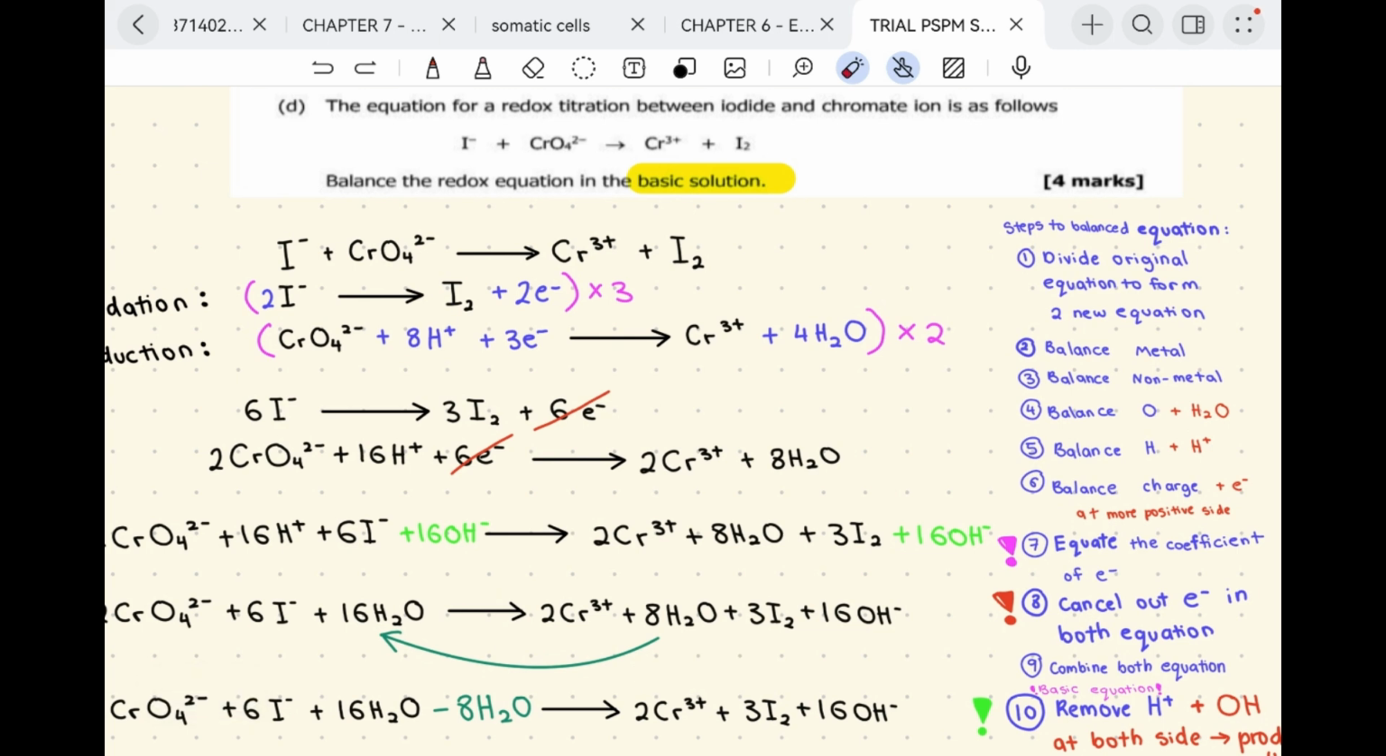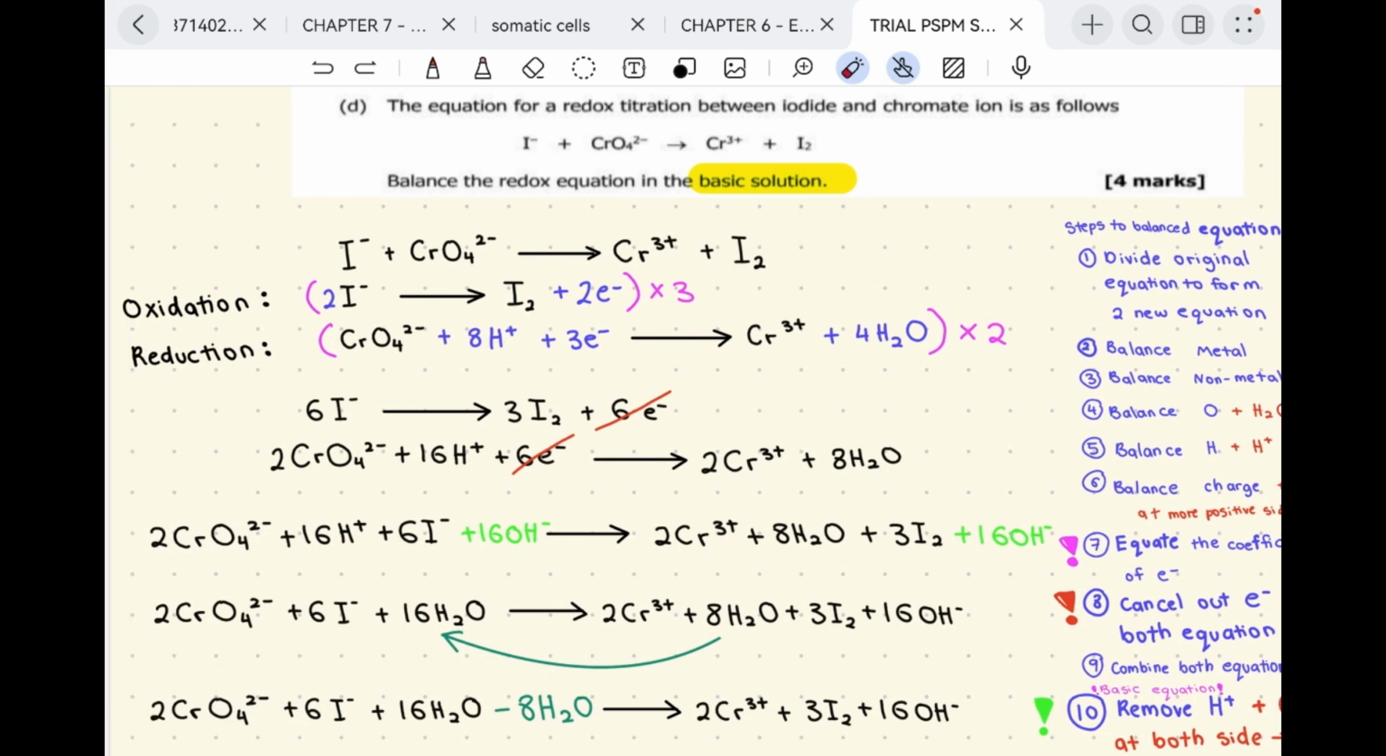divide the chemical equation into two new equations. To divide the original chemical equation into two new equations, we refer to the substances that are involved in the reaction. We need to categorize the substances that have the same atom in the product as one new equation. For I minus, we have the similar atom in the product side, which is I2. So it forms one new equation, which is I minus forms I2.